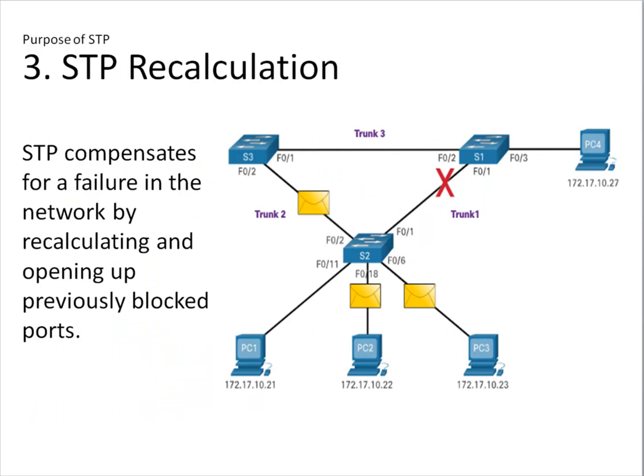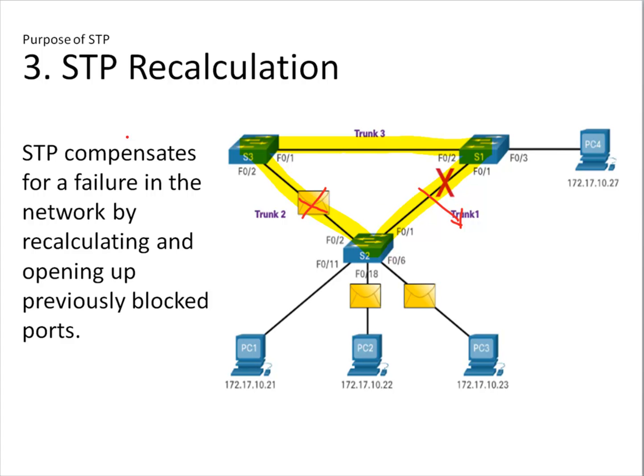Now, spanning tree recalculation. What does recalculation mean? We already blocked this particular link. I am taking only these 3 switches. Spanning tree protocol has already blocked this particular link. Then, in an unexpected way, there is a break. This particular link goes down. There is an issue in this link, and this link is not working.